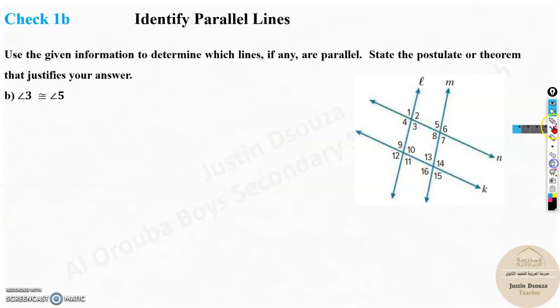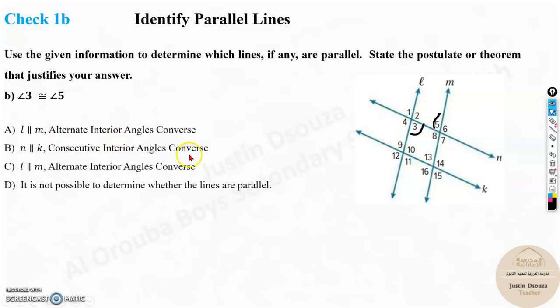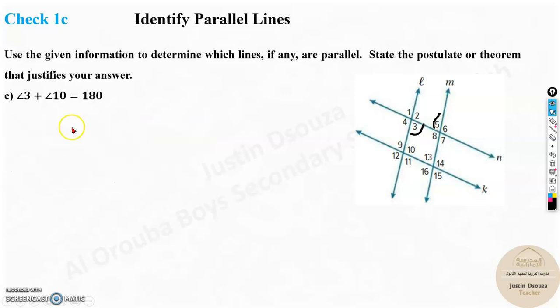Now what about 3 and 5? Yes, we can easily solve them. Here are the options. Try to pause the video and solve it by yourself. I'm sure many of you might have come to the conclusion they are alternate because they're opposite angles, and they are interior because they're inside, and because of alternate interior converse, the lines L and M are parallel. That's option A.